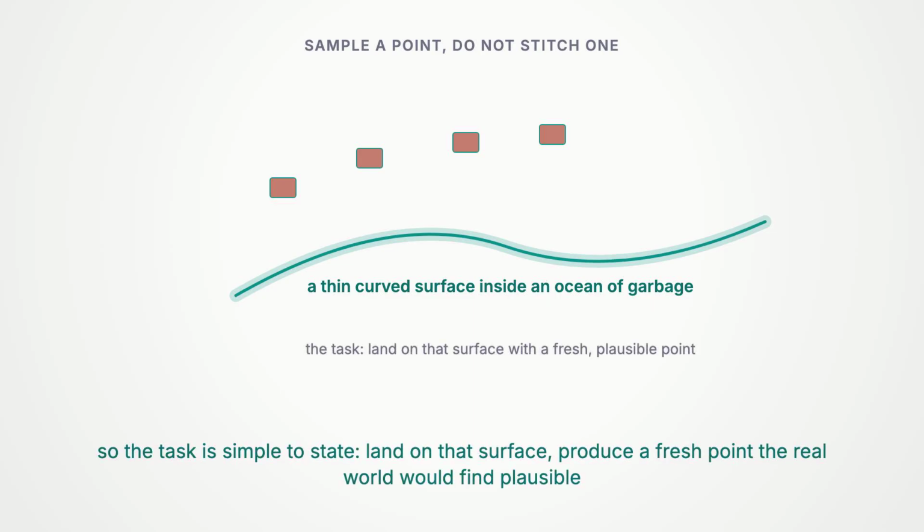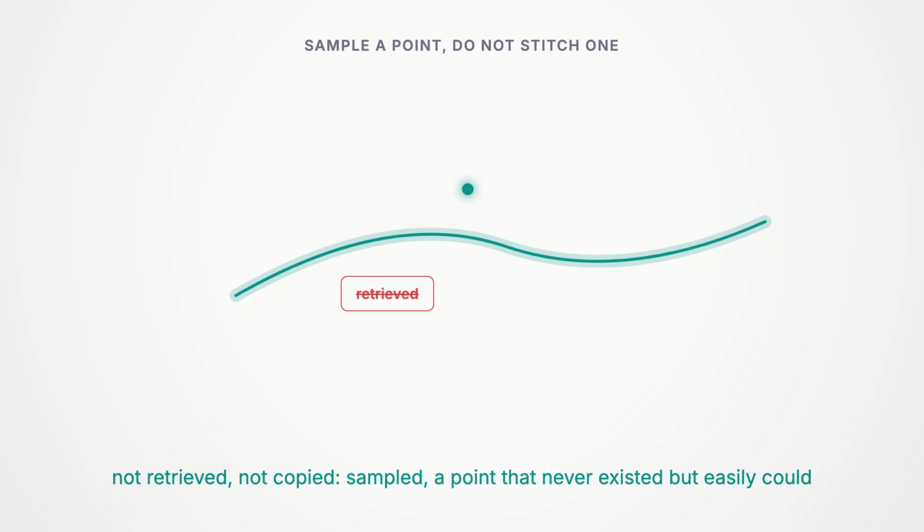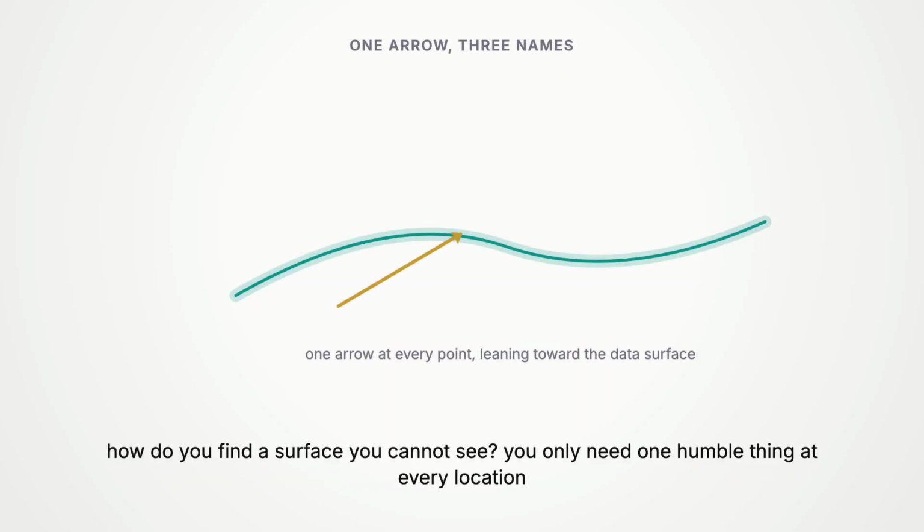So the task is brutally simple to state. Land on that surface. Produce a fresh point that the real world would have found plausible, one that has never existed but easily could. Not retrieved, not copied, sampled. Everything else today is about how you possibly find that razor-thin surface when it is lost in 3 million dimensions of noise.